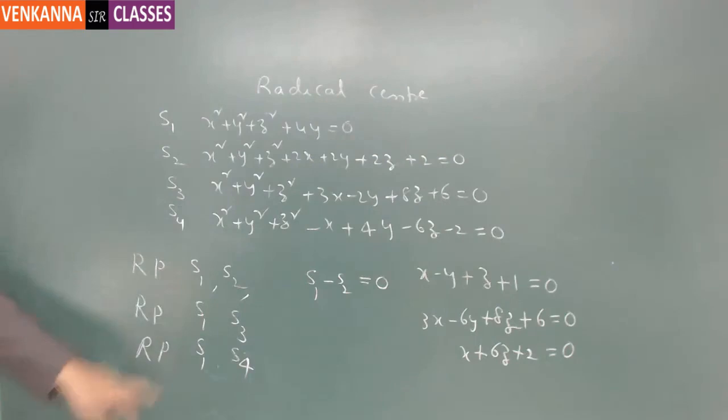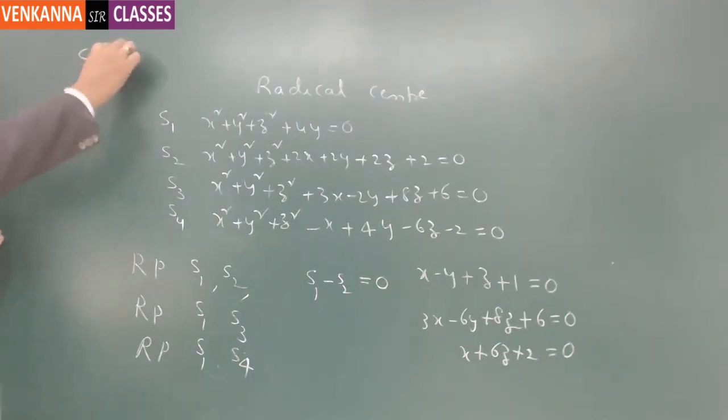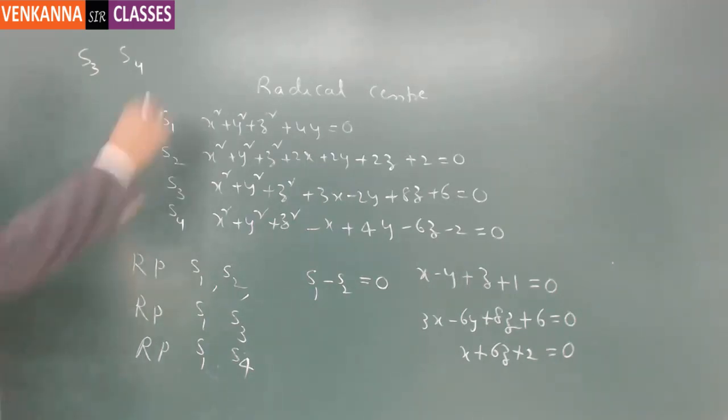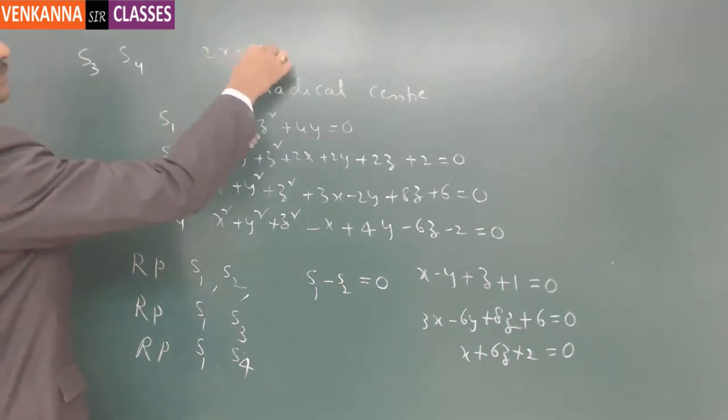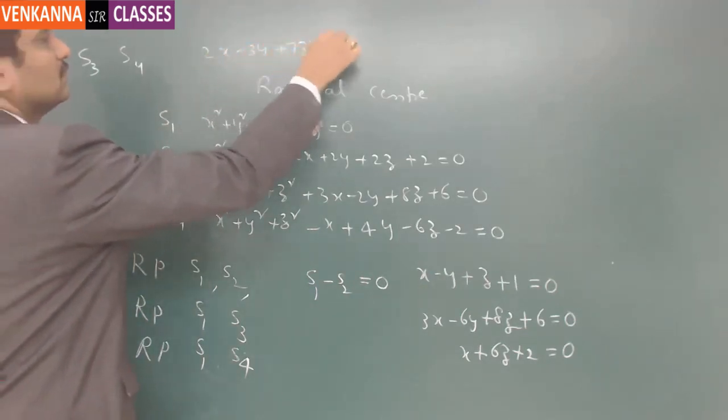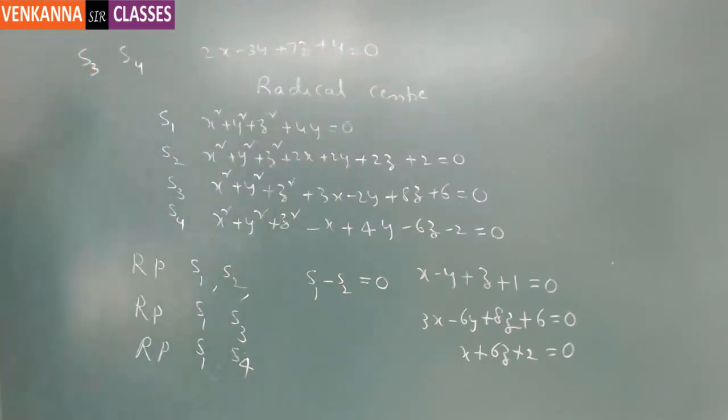So after doing with S1, you can take any other pair. So let us take S3, S4. You can take S2, S4 also. That is also okay. I have taken S3, S4. So if you subtract them, you will get the equation as... So these are nothing but the 4 radical planes.